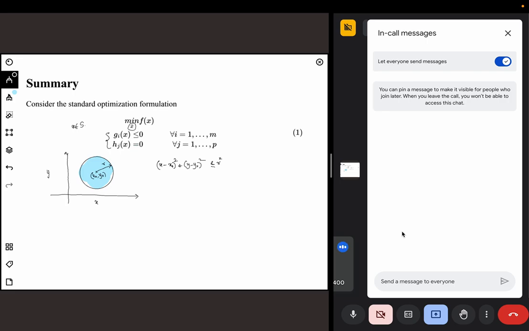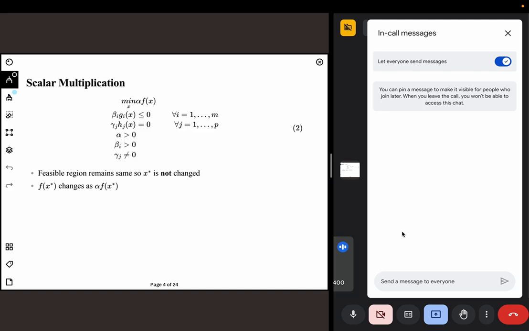Now, what are the different kinds of transformations that we can do on this? The first one that comes up is scalar multiplication. We multiply the objective function with some scalar alpha, and we multiply all the inequality and equality constraints with some other scalars, beta and gamma, provided alpha is positive, beta is positive, and gamma is not equal to 0. In those particular cases, the variable that I'm searching for here is x.